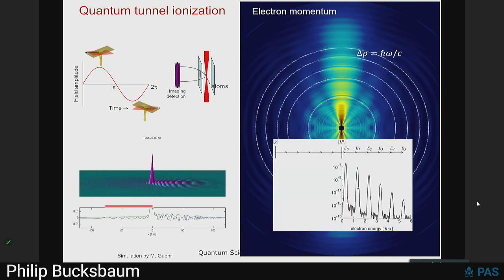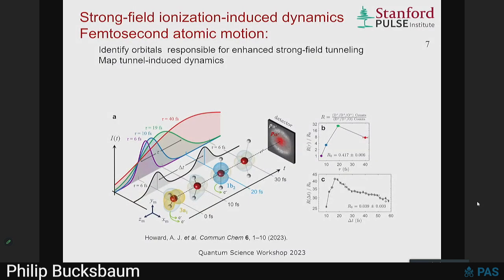A simple example are these concentric rings, which are actually even in energy space because they correspond to electrons that ionized on successive cycles. All of this is completely coherent, and it's great fun to study, but it's also all subcycle, and therefore this is attosecond dynamics. We simply have to find a way to harness this. So let me show you an example of what you can do with these strong fields.